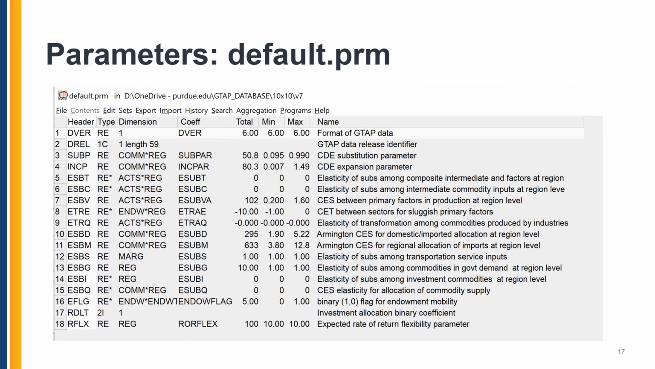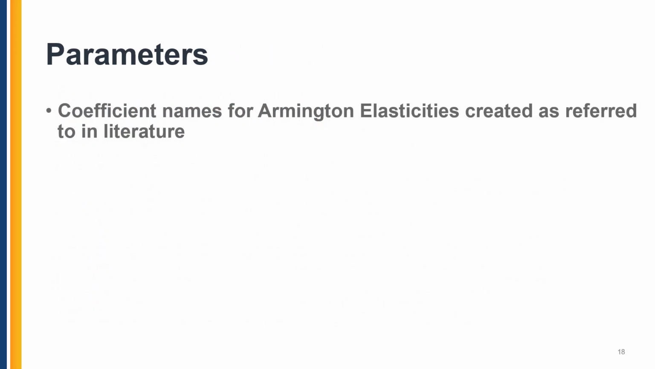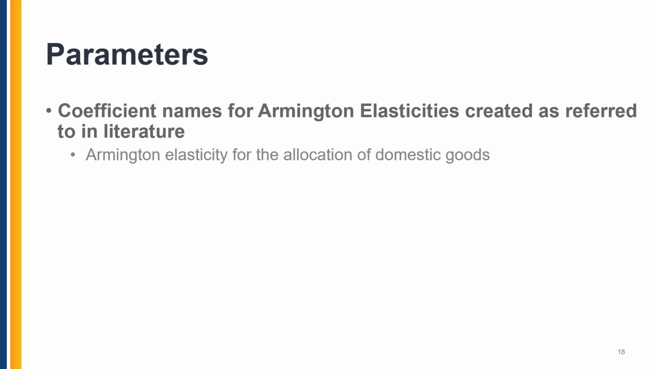Let's now briefly turn to the parameter file, which is only relevant if you're using the model, not just the database. For parameters, the coefficient names are created as they might be spoken. The most common type of parameters are Armington elasticities. For example, the Armington elasticity for the allocation of domestic goods may be written in the literature as E subscript D, which when spoken is E sub D.